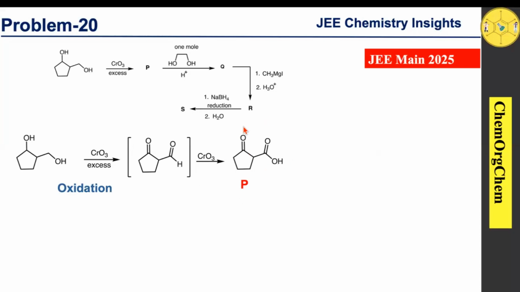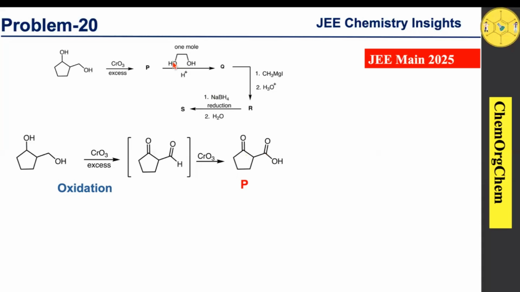So our intermediate P is 2-oxocyclopentane carboxylic acid. Next, P is going to react with 1 mole of ethylene glycol under acidic condition. Here the acid will catalyze the formation of a cyclic ketal. Looking closely at our intermediate structure, it contains a carboxylic acid functional group and a ketone functional group.